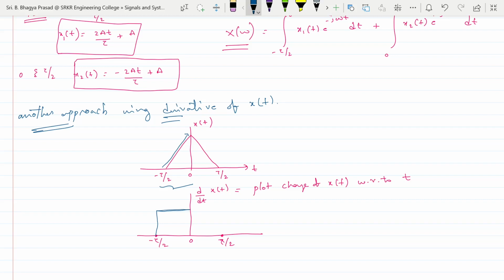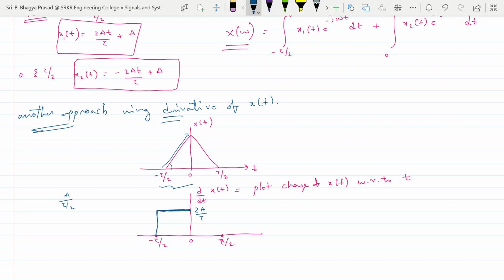So what's the slope? The slope is opposite side by adjacent side, so it is a positive slope. The signal was increasing with a constant slope, so that's why I am representing a constant value in between minus tau by 2 to 0. This value will be the slope, which is a by tau by 2, that is 2a by tau.